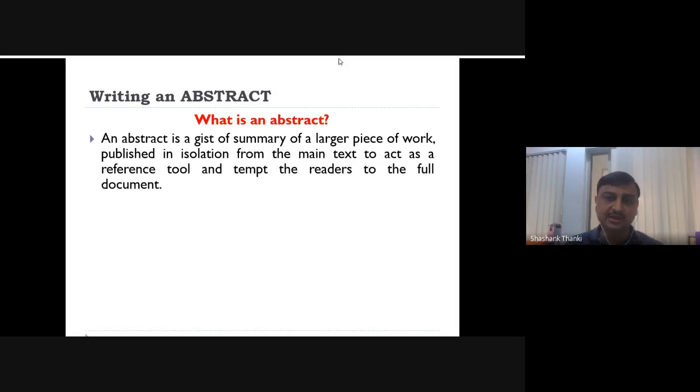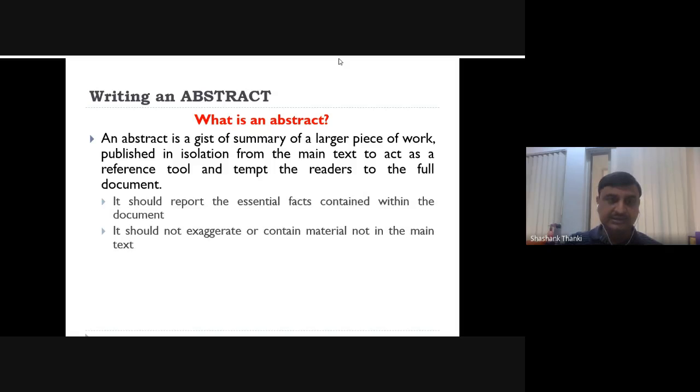It is the gist of the summary. We understand it. But what should it report? It should report the essential facts contained within the document. And it should not exaggerate or contain material that is not there in the main text.